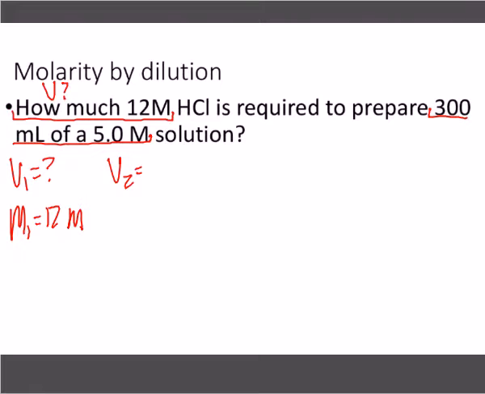So V2 is going to be 300 mils. And M2 is going to be 5.0 molar. Now, what have we done already, folks, with volume in this unit? Change it to liters. Do you think we have to change it to liters in this problem? You don't have to. But I encourage you guys to be consistent. Anytime in this unit that you see a volume, change it to liters right away. It's easy to go between mils and liters, right? Divide milliliters by what to get to liters? 10 to the third, all right, 1,000.